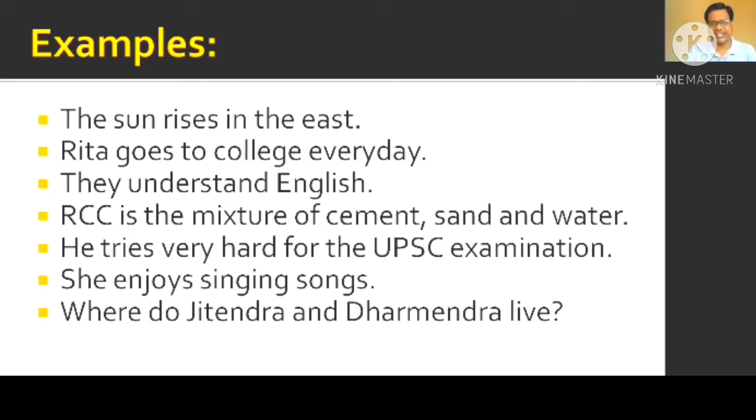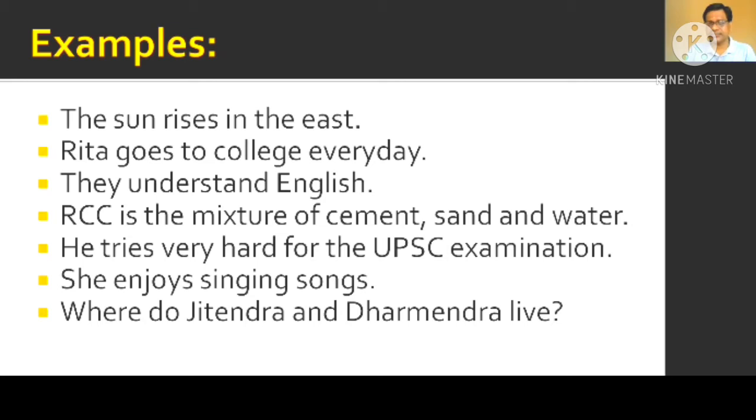Now you see the third sentence. In the third sentence, you have they functioning as the subject. They understand English. They is the third person plural number functioning as the subject. Understand is the base form of the verb. Since we are talking about the simple present tense, we are using the base form as it is. English is the third element in the sentence, and that is an object.